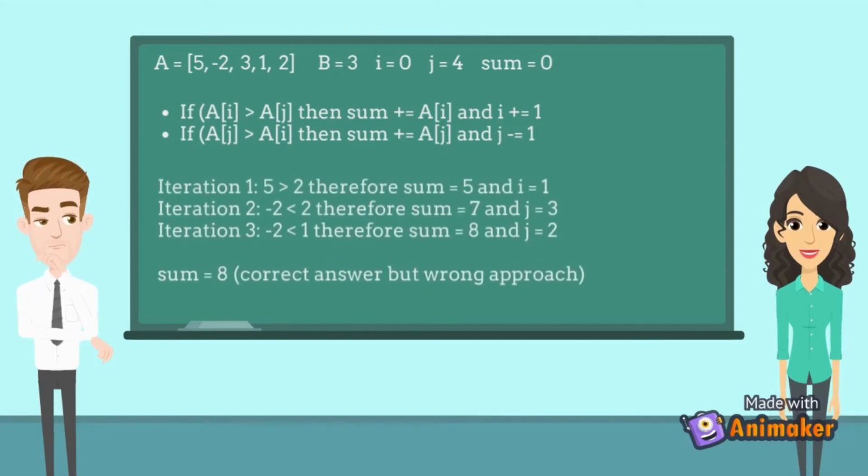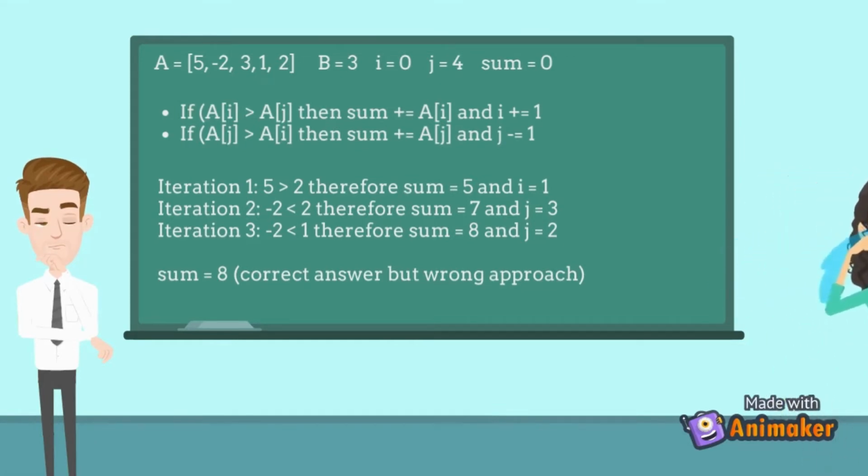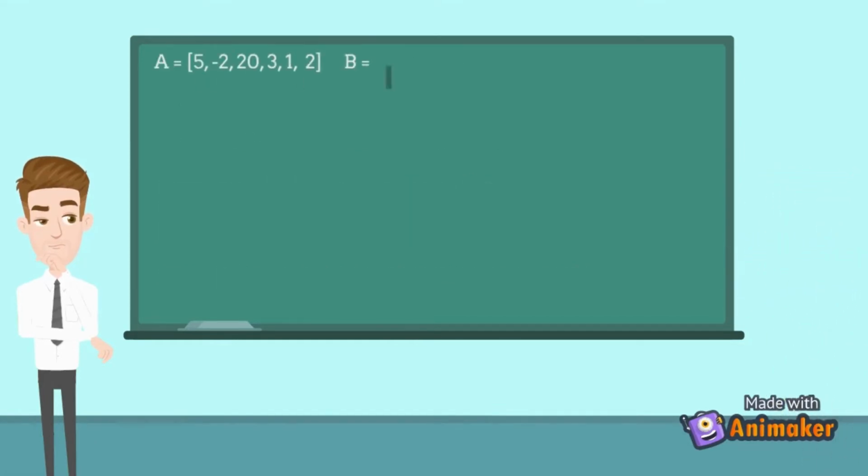For this test case, this approach seems to work fine. But when she submitted the code, she got wrong answer and she got demotivated. Let's take this example and understand why she was wrong.